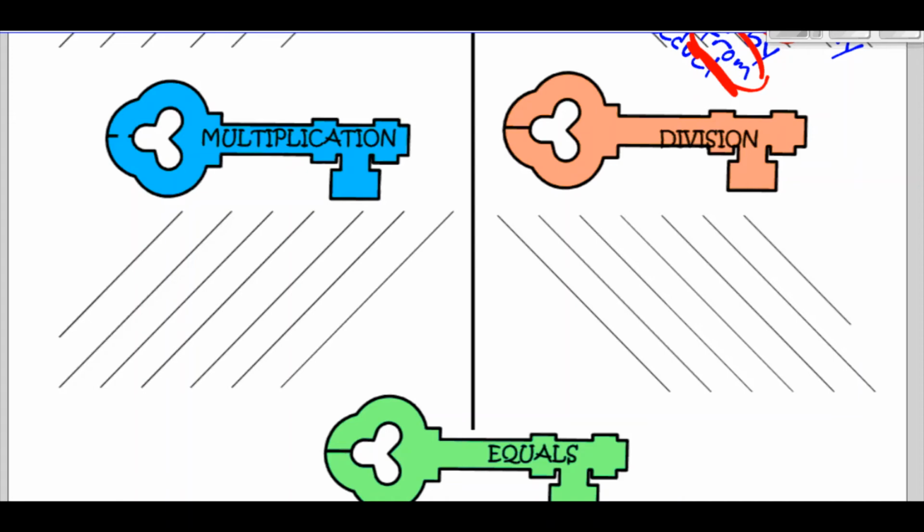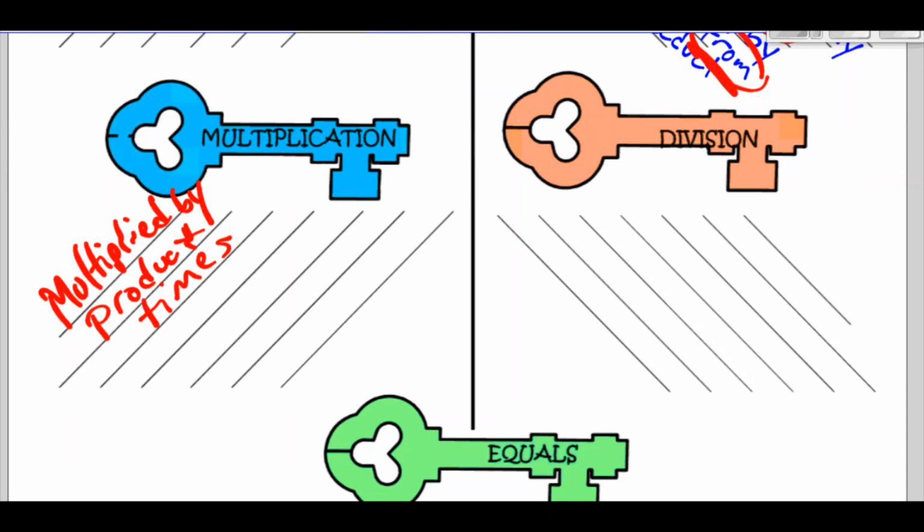For multiplication, we can just see multiply by. We can see the matching word of product. You can see the really simple word of just times. Then we have specific ones. Multiplying by 2 is doubling something. Multiplying by 3 is tripling something. For example, if I say triple a number, that would be 3 times x.